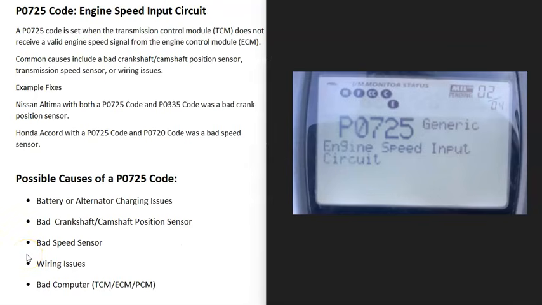So today I'm talking about a P0725 code, what it is and how you go about fixing it. And so what is a P0725 code? Well, it's an engine speed input circuit. And what does this mean?